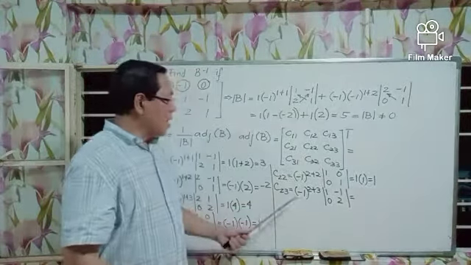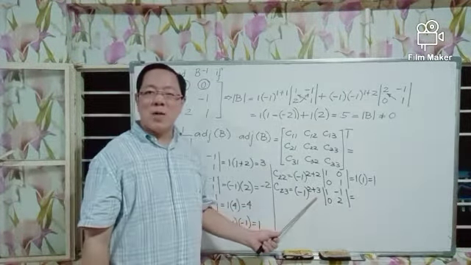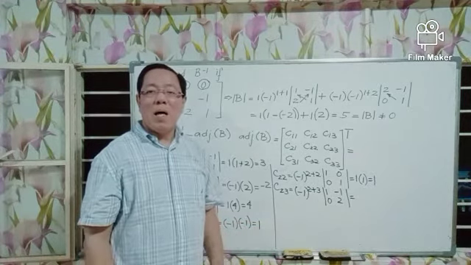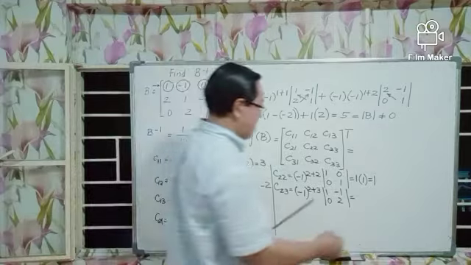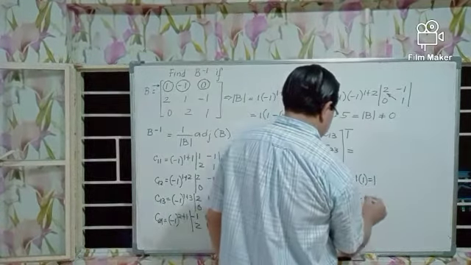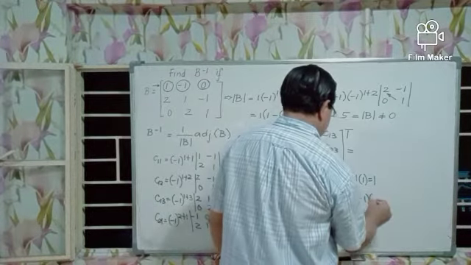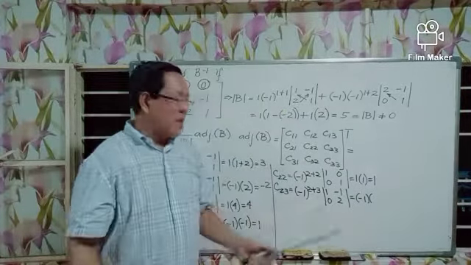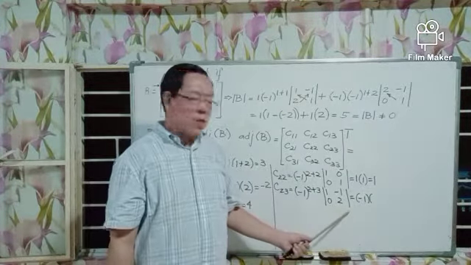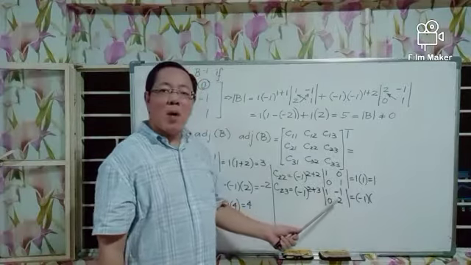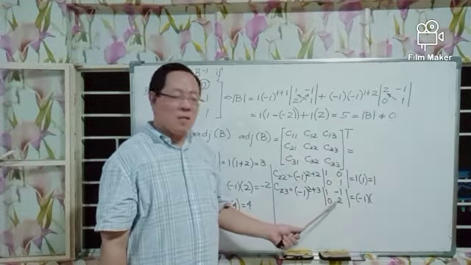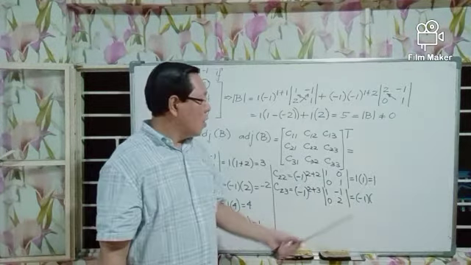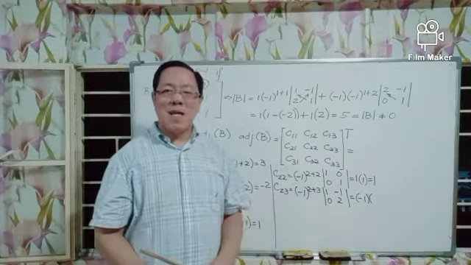We simplify. Negative 1 raised to 2 plus 3 is equal to negative 1 raised to 5. And negative 1 raised to 5 is negative 1. Multiplied by the value of this determinant of order 2, we have 2 multiplied by 1 is 2. Minus 0 times negative 1 is 0. That's 2 minus 0 is 2. Multiplied by negative 1 is negative 2.